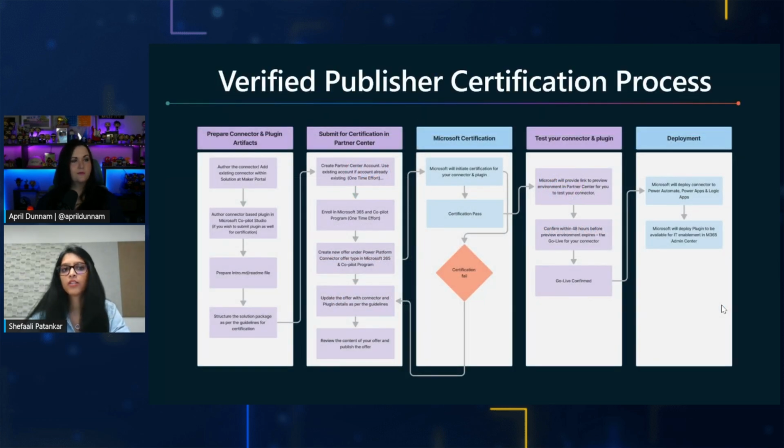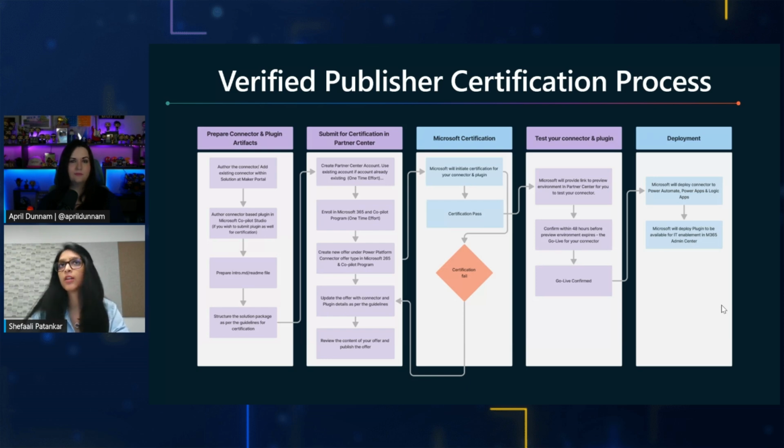So, what does the verified publisher certification process look like? Somebody who is an enterprise can prepare their connector and plugin artifacts. They can author the connector in Maker Portal or Power Automate, and then they can add that particular connector within a solution at Maker Portal, and then they can extend this particular connector in Microsoft Copilot Studio.